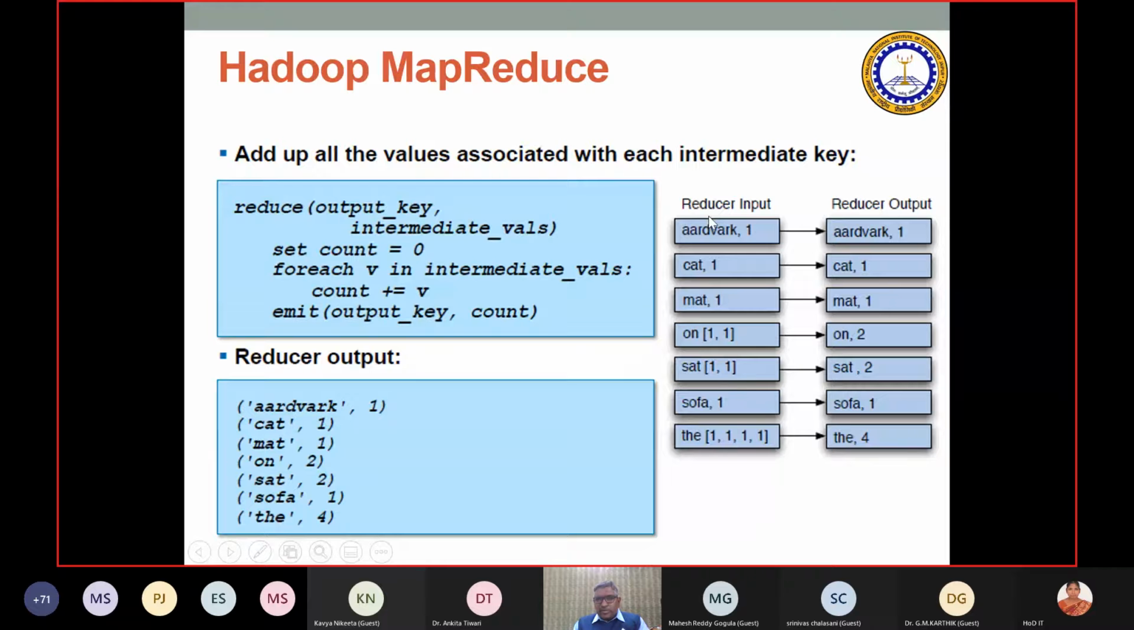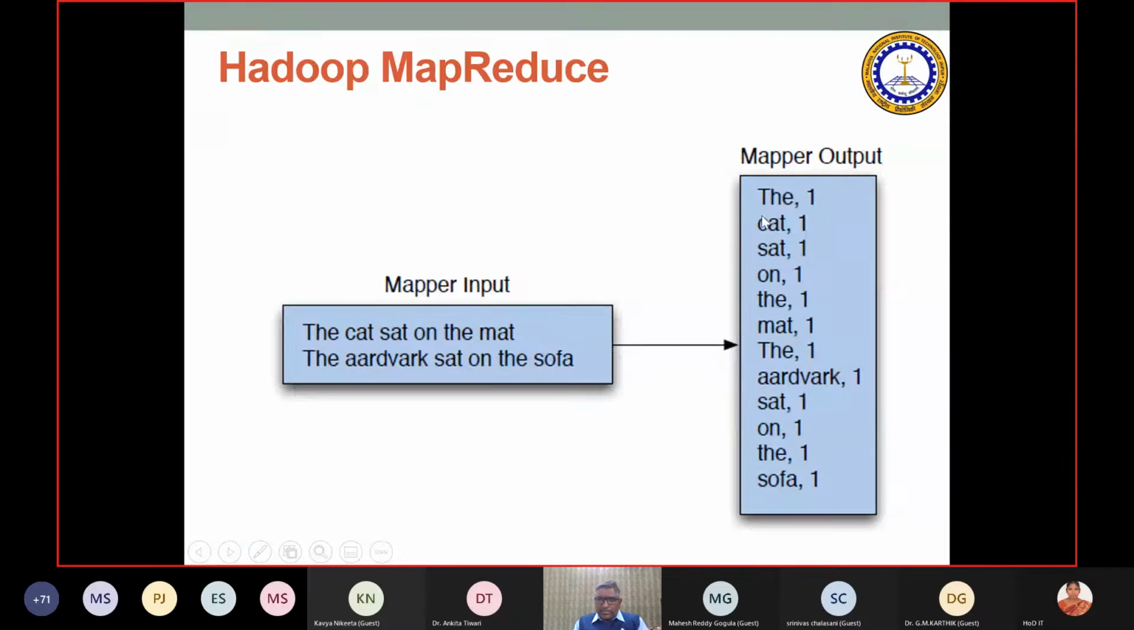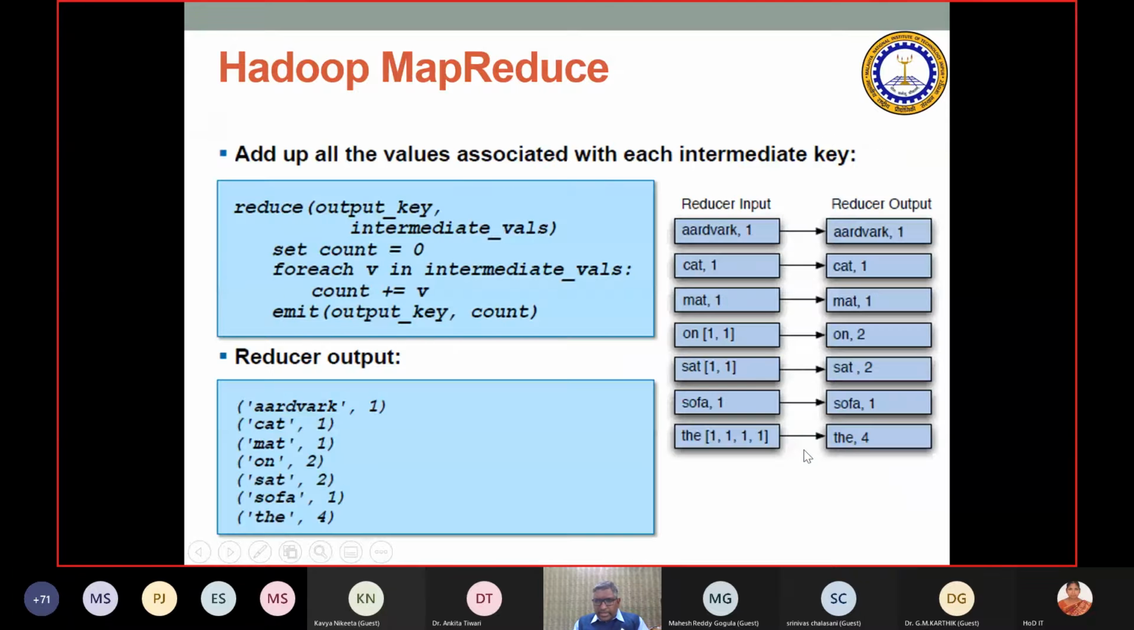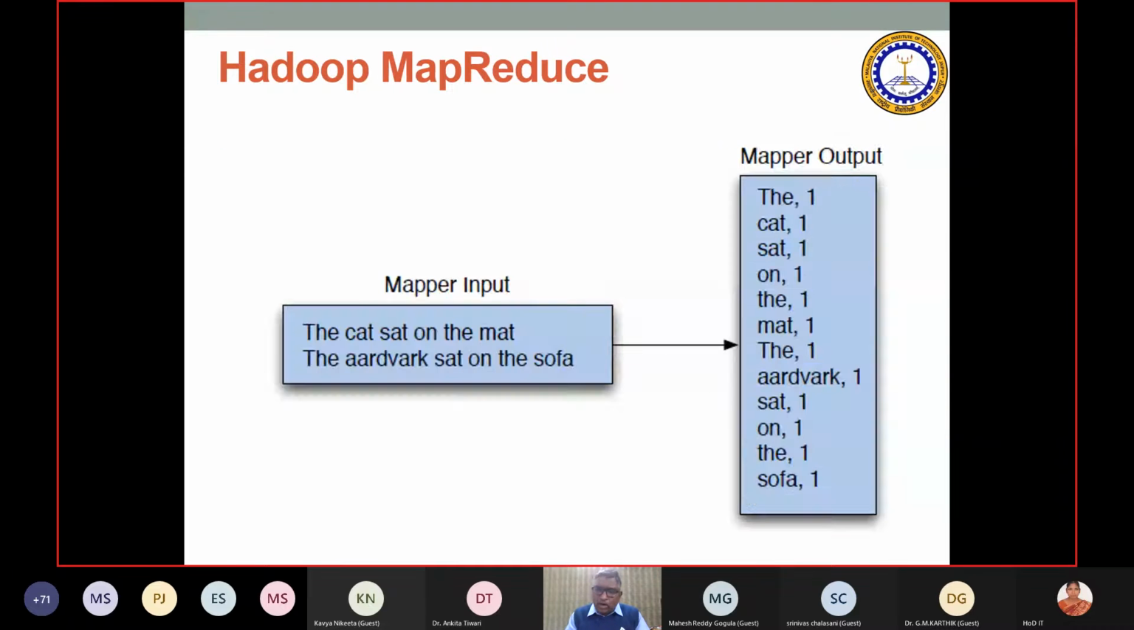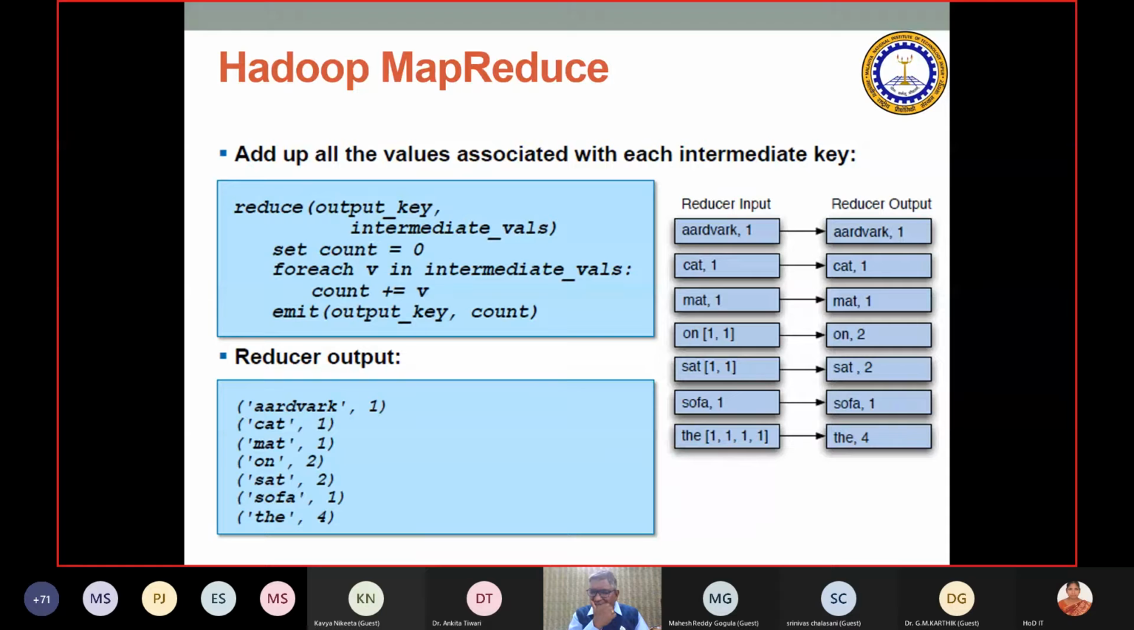Now you see the reducer input. The reducer input is slightly different from the mapper output. This is the mapper output, and the mapper output is all ones. The reducer input is slightly different. Now it would be a wonderful question to think for some time: how has the mapper output become the reducer input? The mapper output is here, all ones. The reducer input has a different combination.